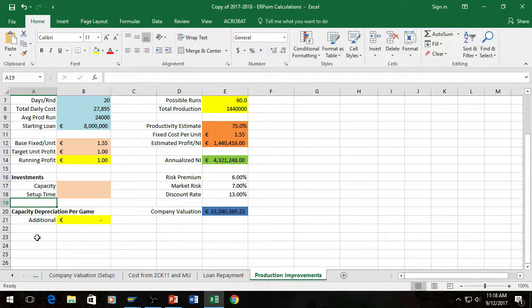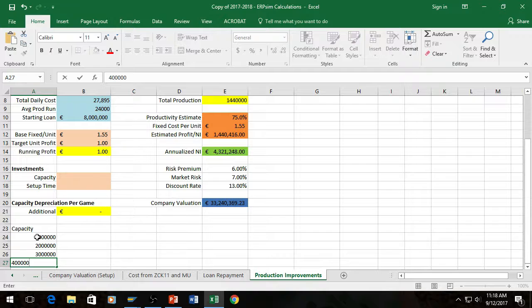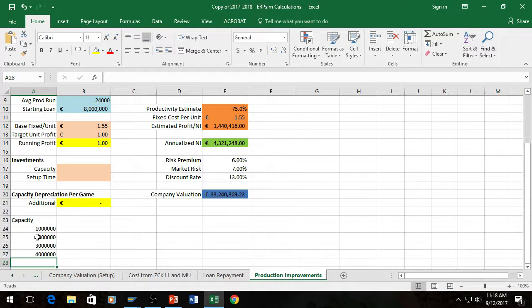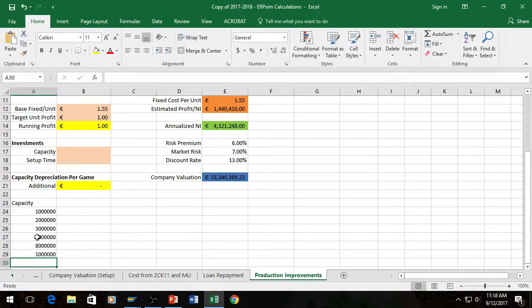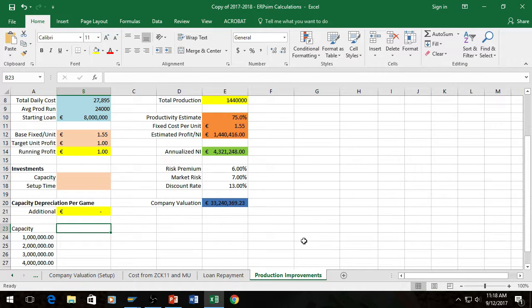Now we can do a what-if scenario, and I'm going to start with capacity, and we'll do 1 million. That's not a million. 3 million. Let's do 8 and 10. You get the commas in there. It's hard to tell what the number is without the comma, right? There we go. And let's see, what do we want to look for?